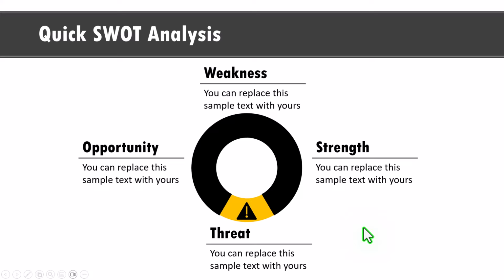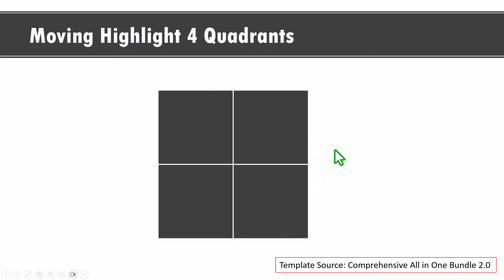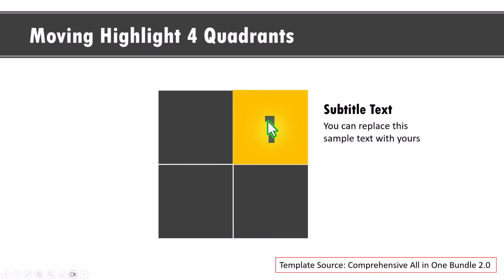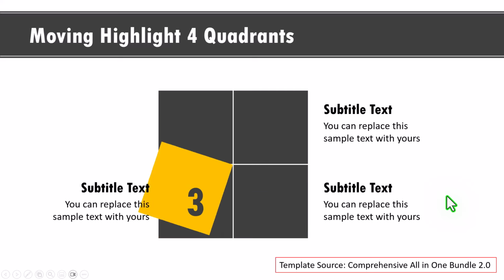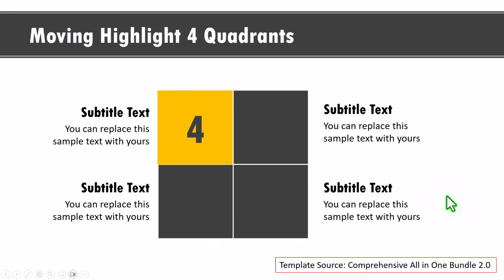Now I'm going to show you some creative alternatives to show this 4-part diagram. This is how we start with 4 quadrants. On a click, we show the first quadrant like this. Now you can replace this number 1 with any of the alphabets that might suit your specific model. Then on a click, we take the attention to the next quadrant, and then we reveal the information, and then the third, and then the fourth. So this is a creative way, and this is available readily as a template in our comprehensive all-in-one bundle.